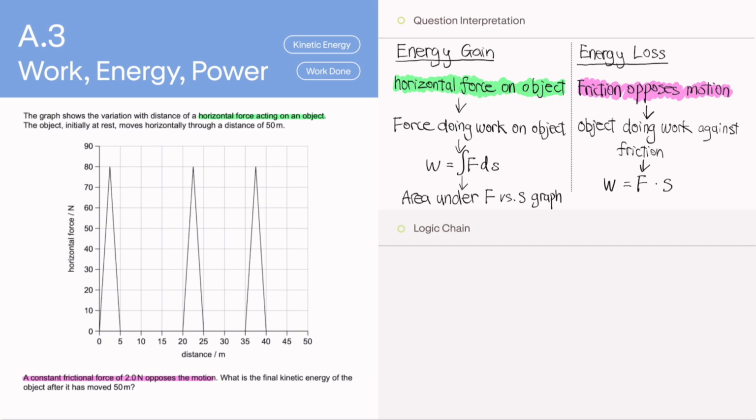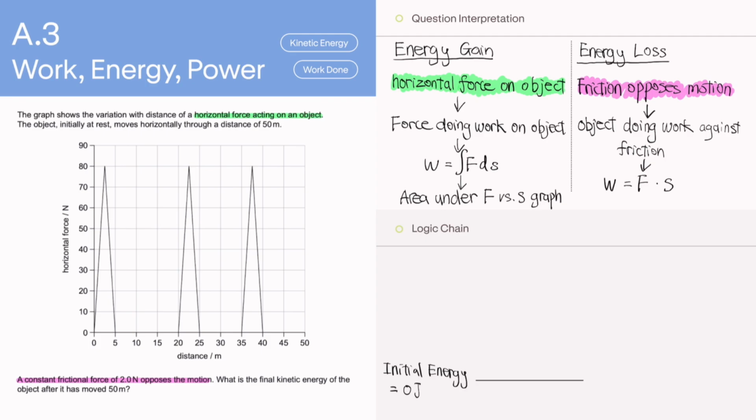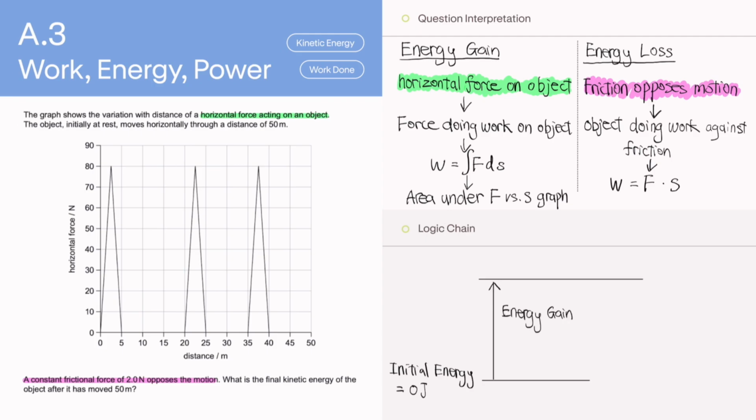Let's illustrate the relationship between initial energy, energy gain, energy loss, and final energy. The object starts at rest, so the initial energy is 0. Then, as the push force does work on it, the object gains energy, shown here as moving up to a higher energy level. Next, the object does work against friction. That's why the line steps back down. Energy is lost to friction. Finally, the question is asking for the kinetic energy at the end. That's just the difference between 0 and its final energy level.